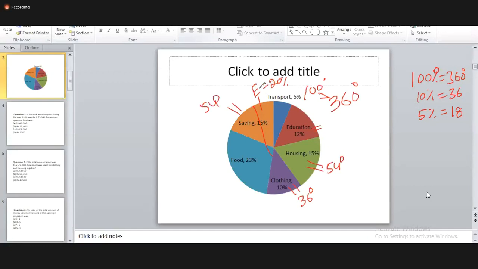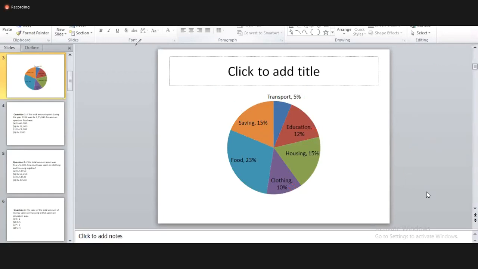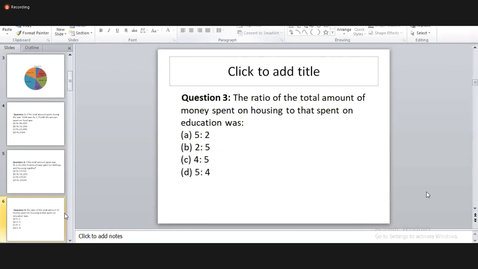My entertainment part will become 72 degrees. So education and food: 12% I want. 10% is 36, 2% is 7.2, so 12% is going to be 36 plus 7.2. Agree? So you have to be very clear whether the values are in degrees or in the normal ones.